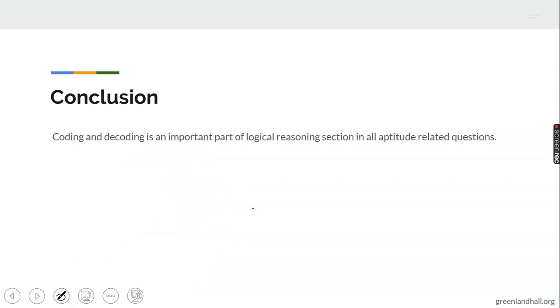Okay. In conclusion, coding and decoding is an important part of logical reasoning. In all aptitude-related questions, you come across coding and decoding. It's very, very important, and it's a logical reasoning section.